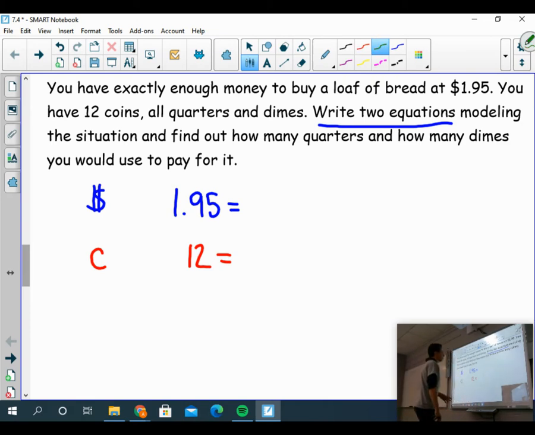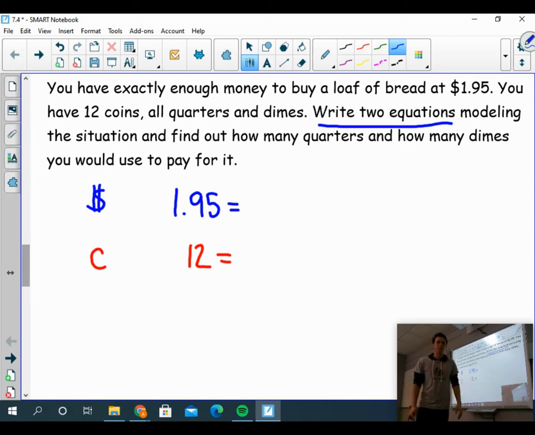Now, unlike the previous problem where I was given parts but didn't know the totals, so I had to set some variables, here I know the totals, but I don't know the parts. I know I have $1.95, but I don't know quite what's making it up. I have 12 coins, but I don't know how many of each coin. Okay, so we're going to have to figure that out together. So let's think about the 195. We have 12 coins. All of them are quarters and dimes.